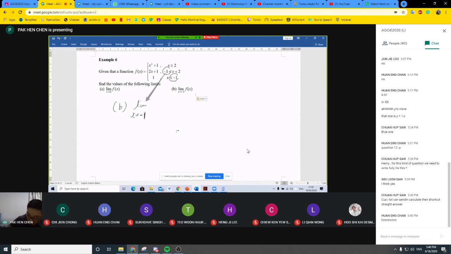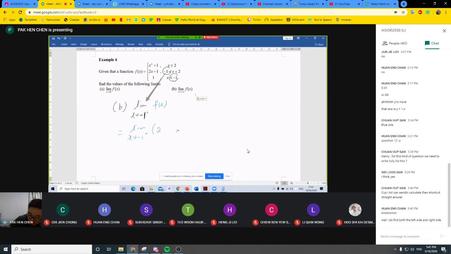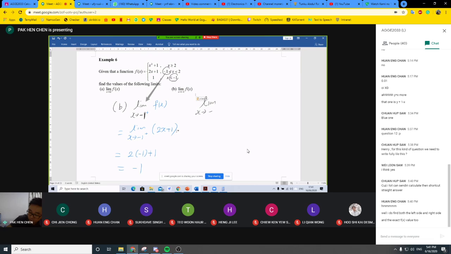Okay, from the right side limit, if we want to find the right side limit, we are going to substitute the correct function, which is 2x plus 1, into this, isn't it? And that is how we get 2 times -1 plus 1, we get -1. All right, compared to the limit as x approaches -1, f(x), okay?